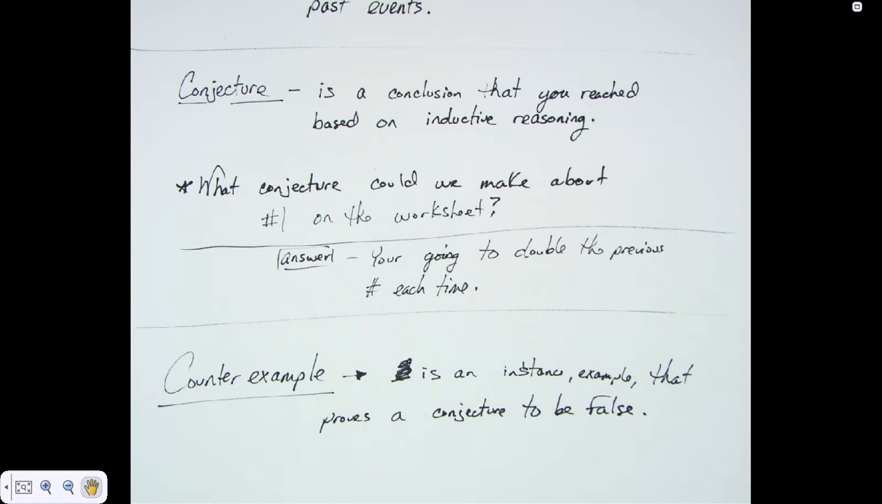For some reason, this always messes with people. When they ask you to do that, all you've got to do is find one specific example that proves what they said to be false. And you found a counterexample. Things that are proven to be true, always true, you can't find a counterexample for because it's always true, right?